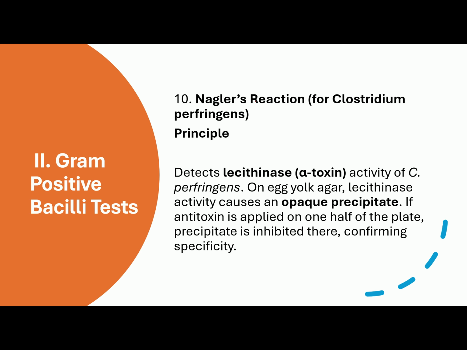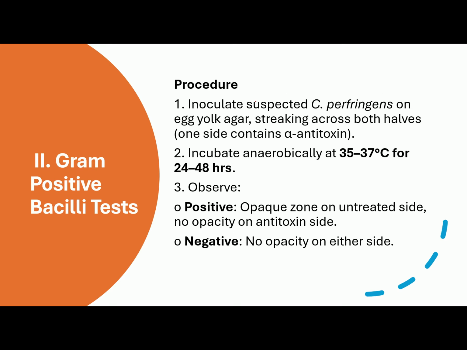This is designed for Clostridium perfringens. So it detects lecithinase alpha toxin activity of C. perfringens on egg yolk agar. So similar siya sa lecithinase test class, produces an opaque precipitate. If antitoxin is applied on one half of the plate, precipitate is inhibited there, confirming specificity. So inoculate on egg yolk agar, streaking across both halves. One side would contain the alpha antitoxin. Incubate anaerobically for 1 to 2 days. Observe. Positive is opaque zone on untreated side, no opacity on the antitoxin side. Negative, no opacity on either side.